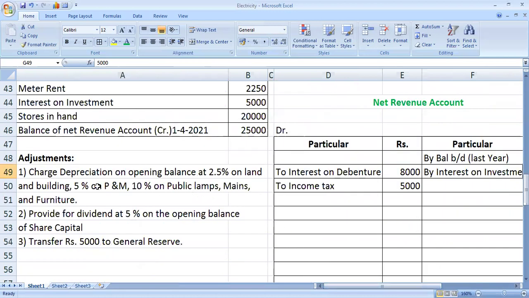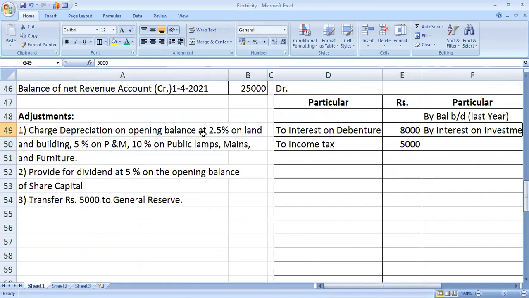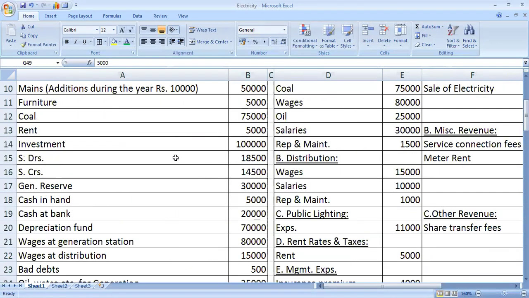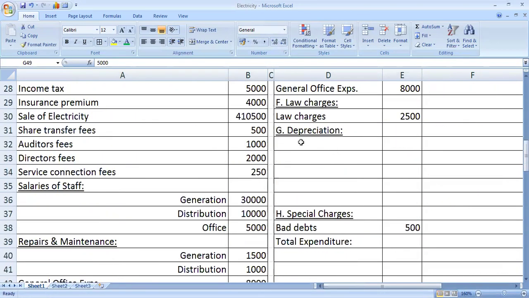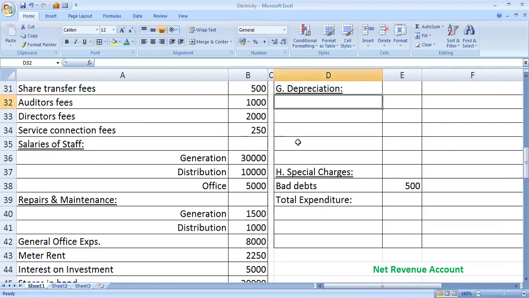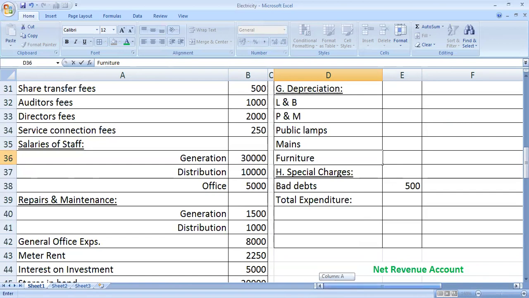Now, adjustment: charge depreciation on opening balance at 2.5% on land and building, 5% on plant and machinery, 10% on public lamps, mains and furniture. First effect goes to the revenue account debit side under the heading of depreciation, that is land and building, plant and machinery, public lamp, mains, furniture.